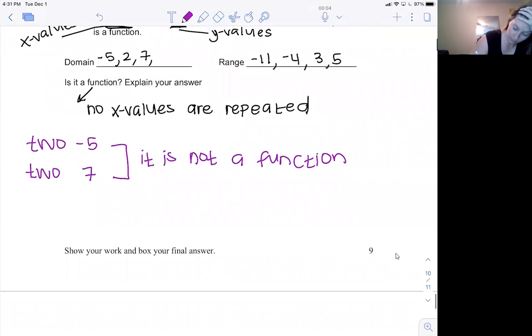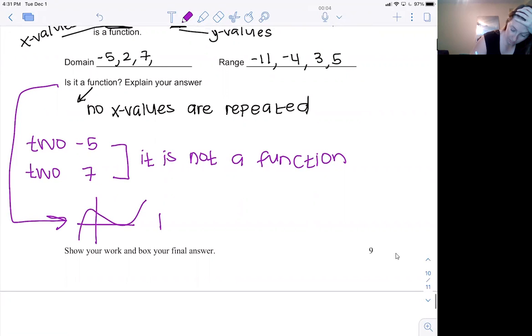This is also, if they show you a graph, you could do the pencil test. So basically, if I run a pencil over it vertically like this, up and down, let me draw it. If I come across like this, does my pencil ever touch the line in 2 spots? In this case it doesn't, so I'm fine.